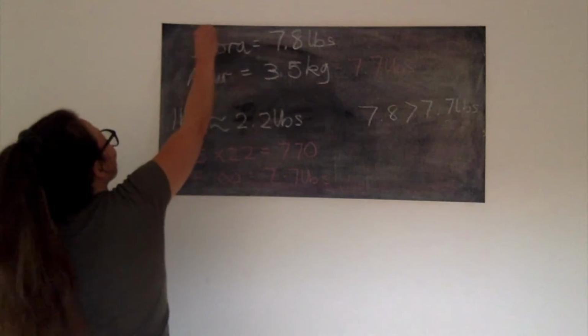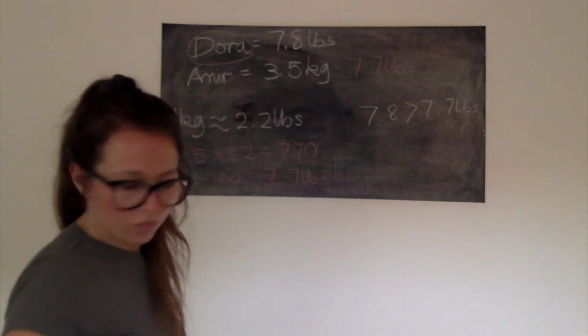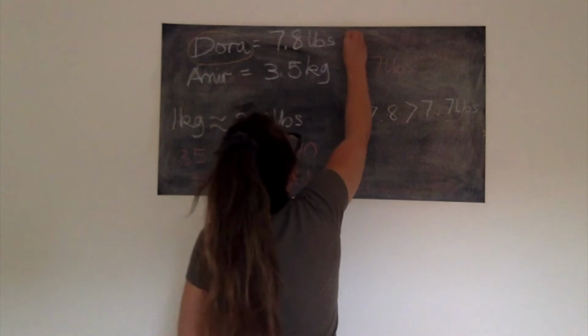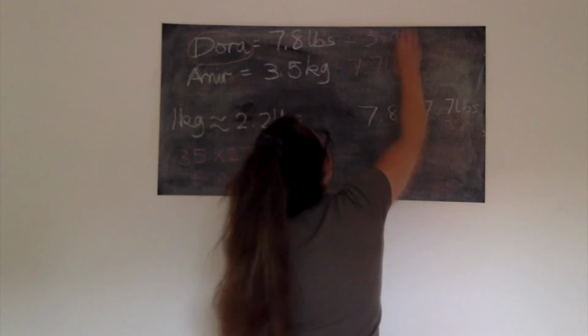Now you could have done this by converting the pounds into kilograms, but that's much more tricky, but you would have got 3.9 kilograms, so it still shows that Dora is heavier. So whichever way you did it, well done.